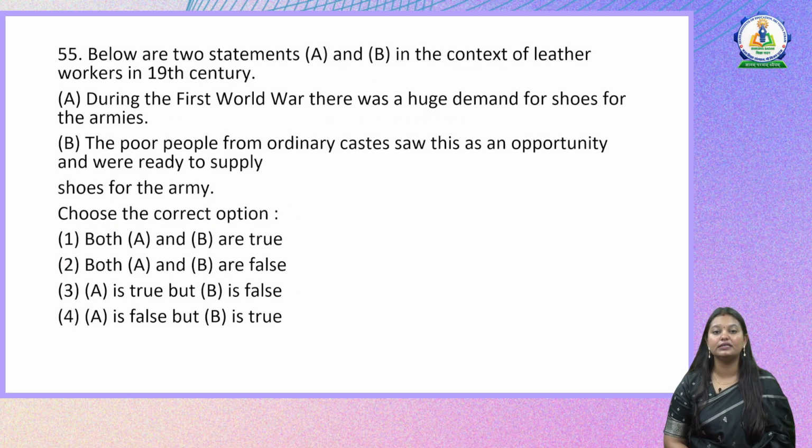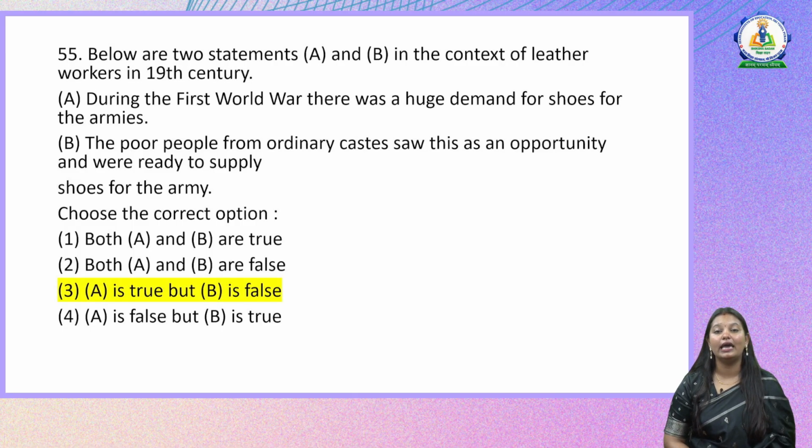Below are two statements A and B in the context of leather workers in 19th century. A, during the First World War, there was a huge demand for shoes for the armies. And B, the poor people from ordinary castes saw this as an opportunity and were ready to supply shoes for the army. So now we need to tell whether both of these statements are true or false, or one is true and one is false. So when we read the statements itself, we can make out that only statement A is true and statement B is false. Moving on to the next question.